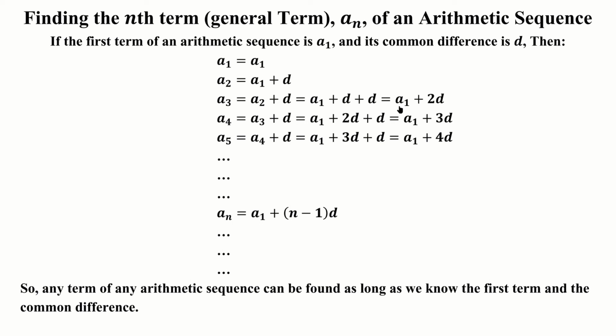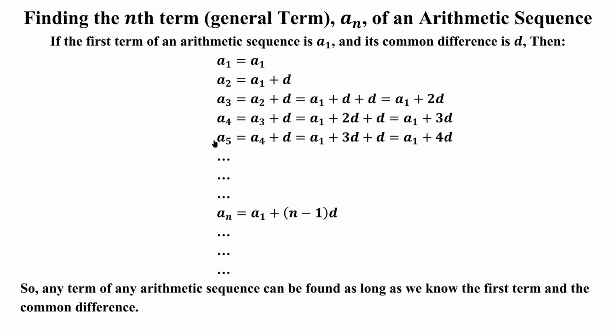So that's basically a1 plus what? 2d. The next term, a4, is going to be a3 plus d, but we just found that a3 is a1 plus 2d. So I replace a3 with a1 plus 2d, and I get a1 plus 2d plus d, which is a1 plus 3d. Let's do one more, which is A5. That becomes A4 plus D. We know what A4 is. It's A1 plus 3D. So we substitute that and we end up with A1 plus 3D plus D. So we get A1 plus 4D.